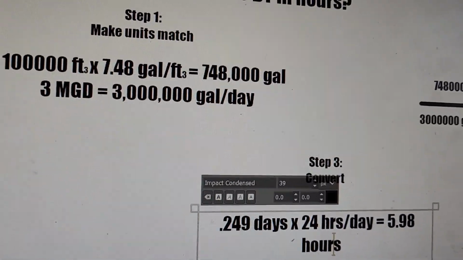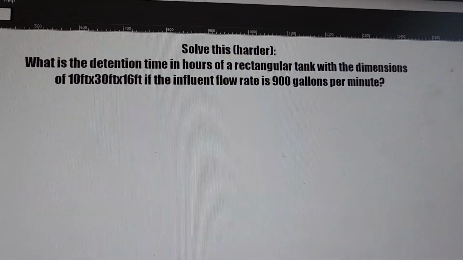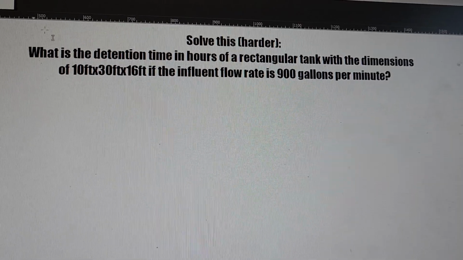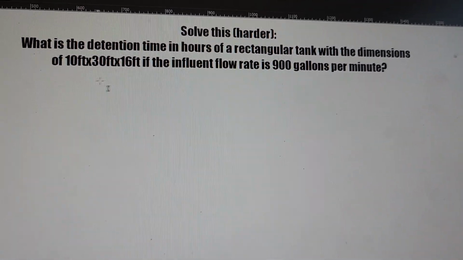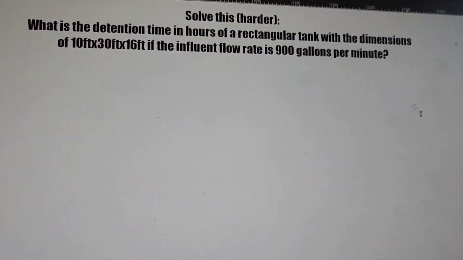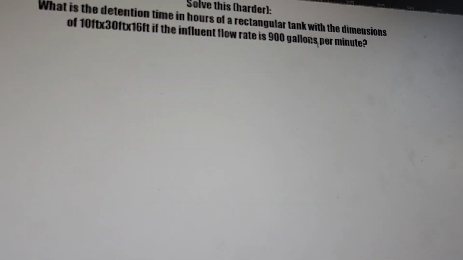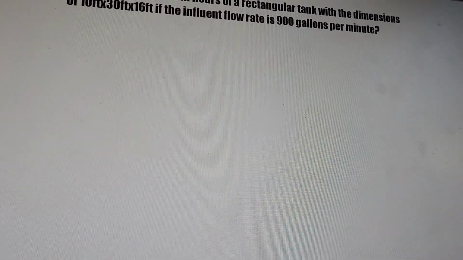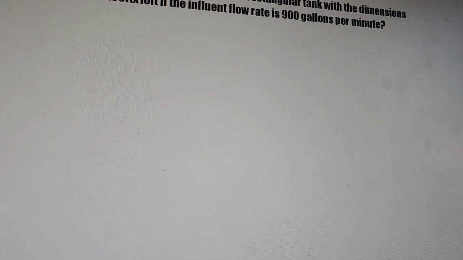I got another problem here. My brain will start working in a second. What is the detention time in hours of a rectangular tank with the dimensions 10 foot by 30 foot by 16 foot if the influent flow rate is 900 gallons per minute? You just grab this right off your flow meter, and that's where that number came from. It is what it is.